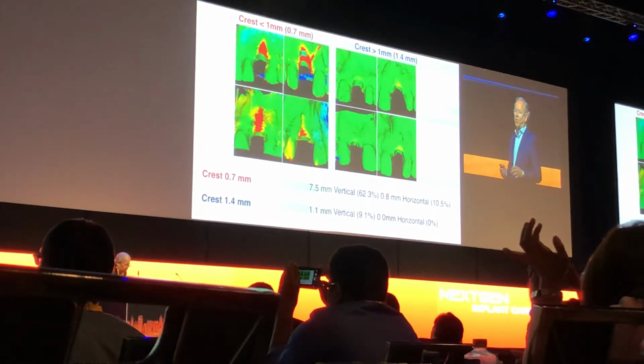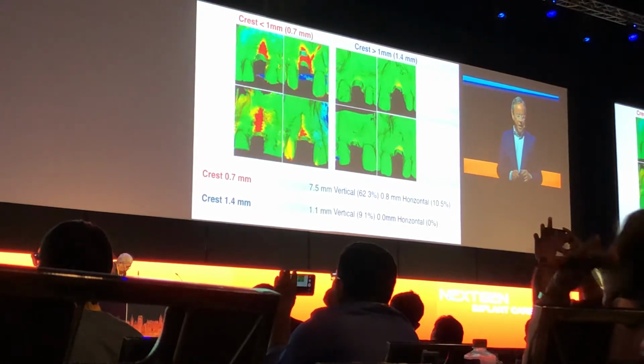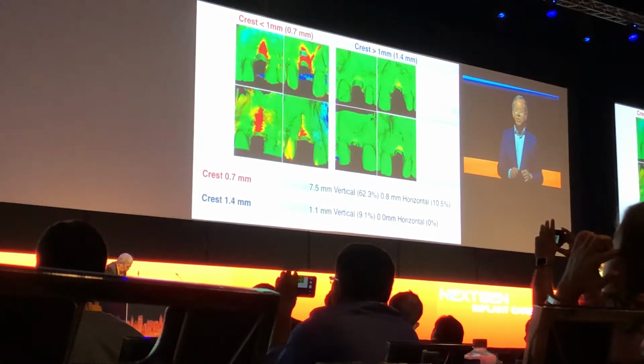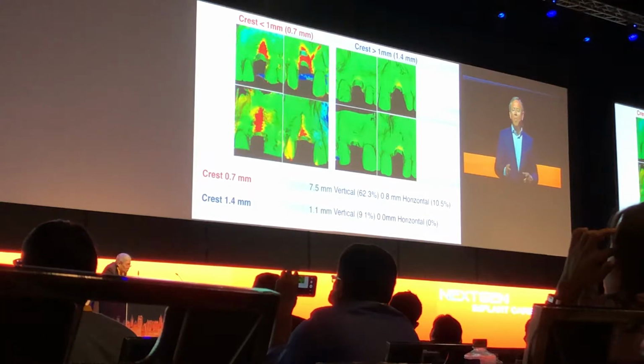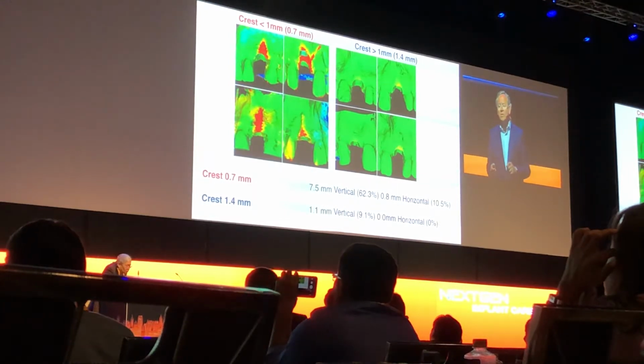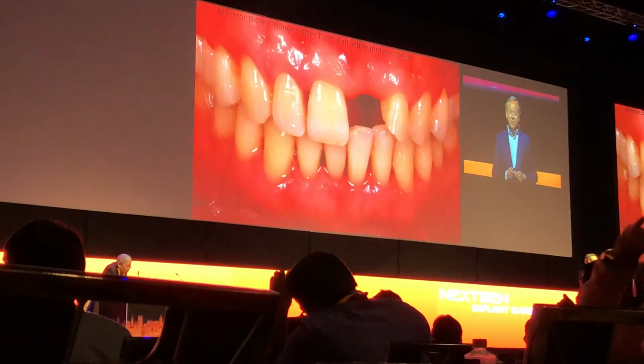60% of your horizontal dimension of the crest, and you also are going to lose a very important vertical dimension. However, when you have very thick crests, there are very small changes.